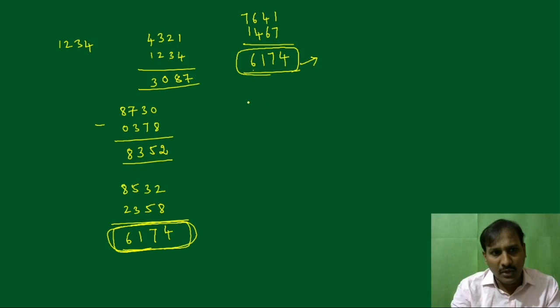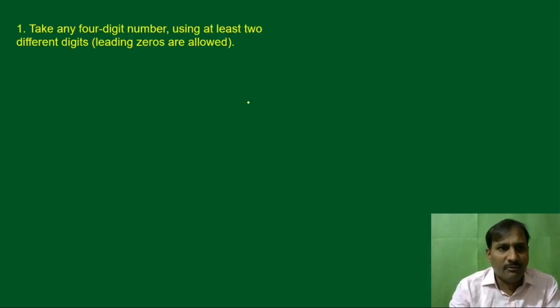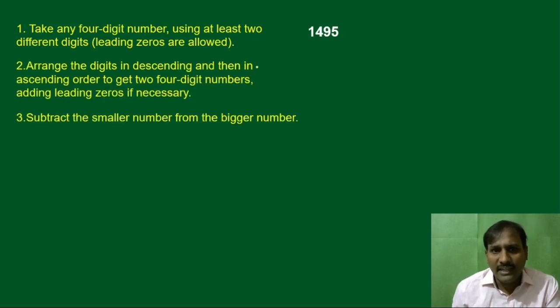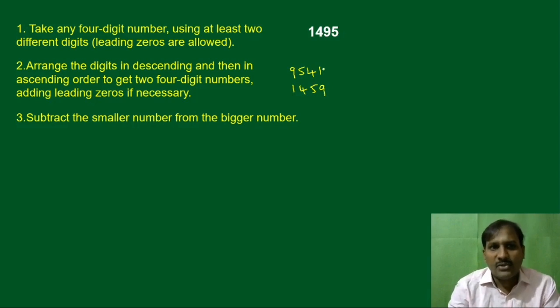Let us take one more example. We will do it stepwise. The first step is to take any four digit number using at least two different digits. So 1495. Now ascending order and descending order. 9541 is the descending order, 1459 is the ascending order. Subtract the smaller number from the bigger number. 9541 minus 1459 is 8082.